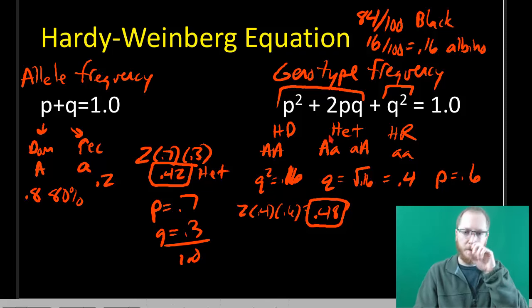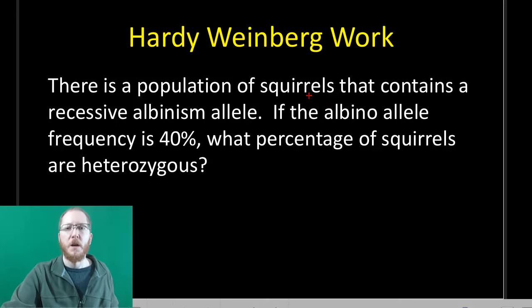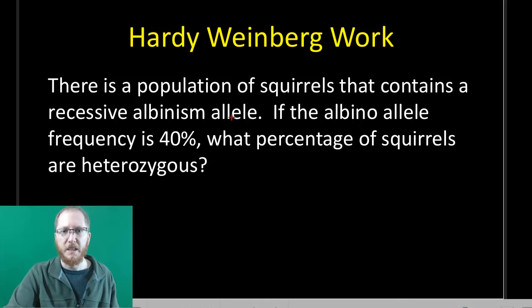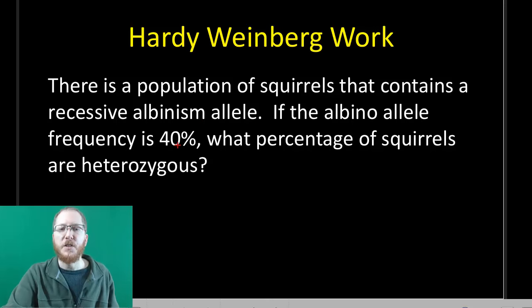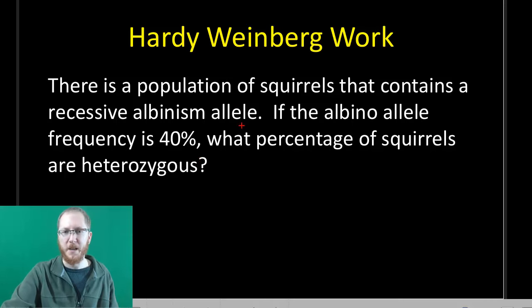So a couple more examples to make sure that we're all comfy here. There's a population of squirrels that contains a recessive albinism gene. Sound familiar? If the albino allele frequency is 40%, what percentage of squirrels are heterozygous? All right, that's kind of similar to what I did, but we'll do this one anyway. I'll have to make sure I throw in a homozygous dominant one here or something.